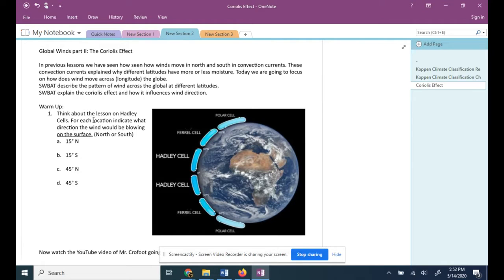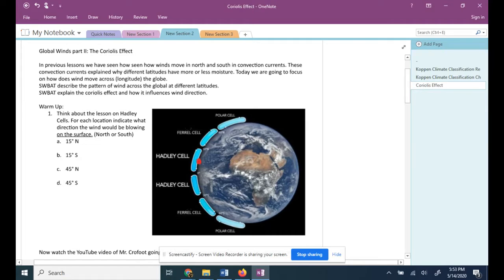It says that you should think about the lesson on Hadley cells, which is to talk about these guys right here. For each location, indicate the direction the wind would be blowing on the surface. Imagine that you're standing right here. What direction is the wind blowing, north or south, as a result of the Hadley cells there?